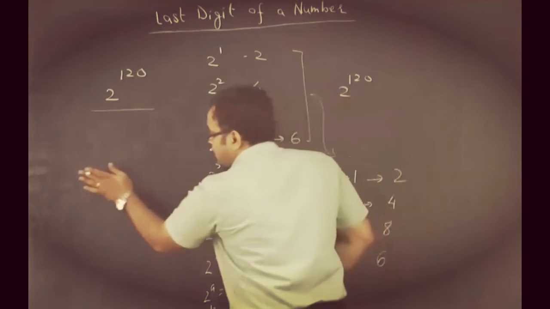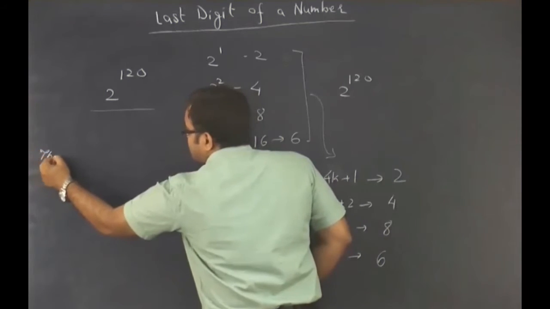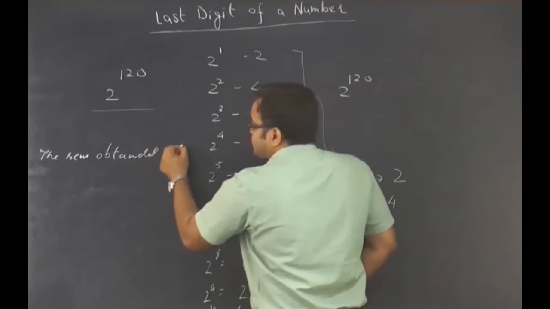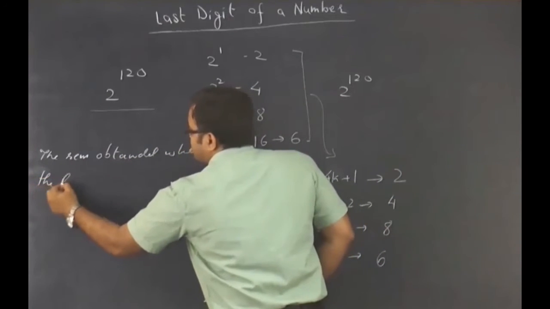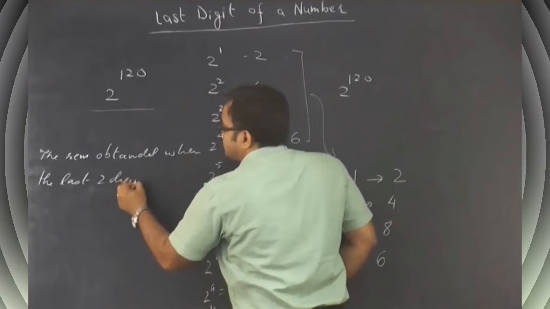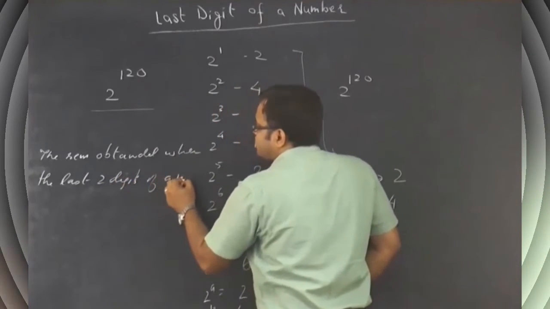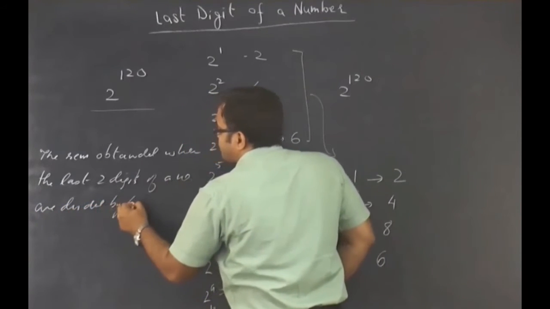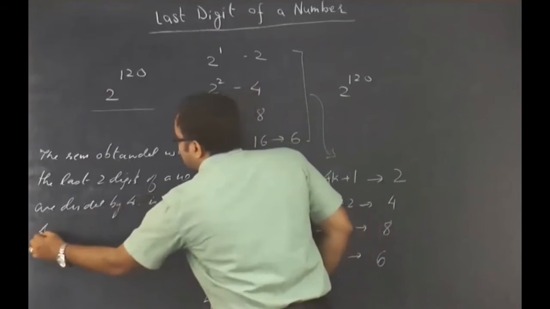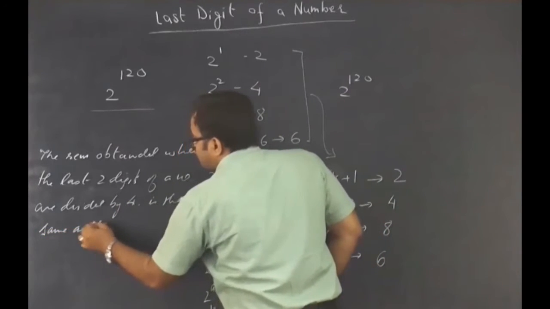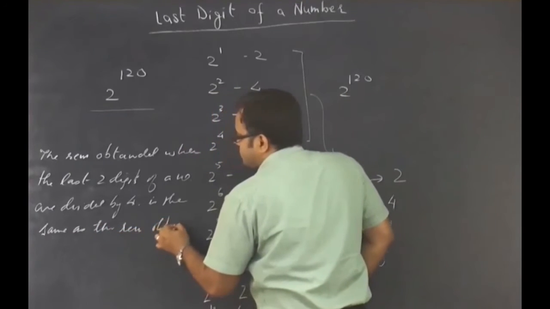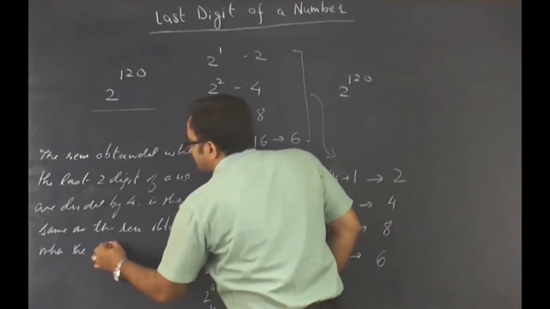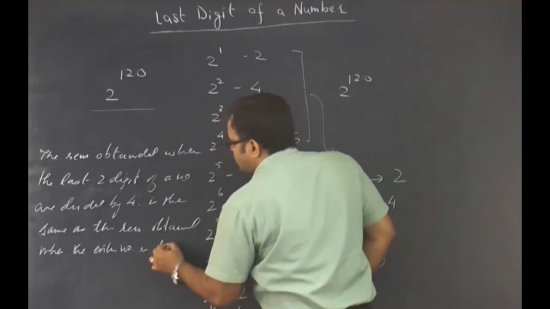So, the remainder obtained when the last two digits of a number are divided by 4 is the same as the remainder obtained when the entire number is divided by 4.